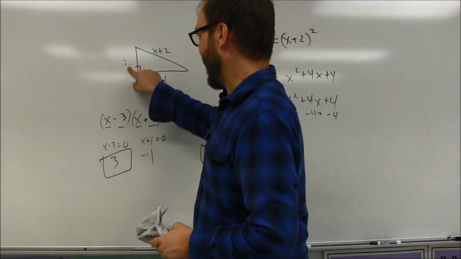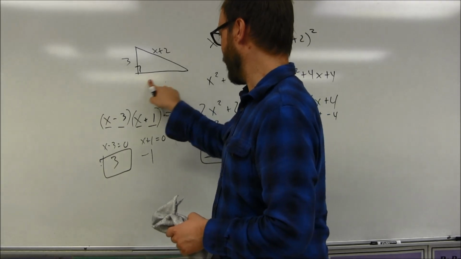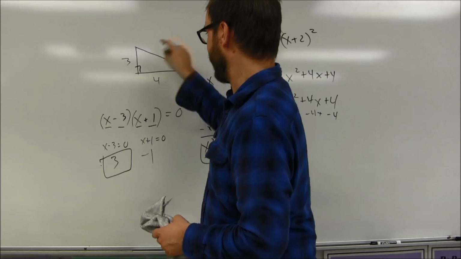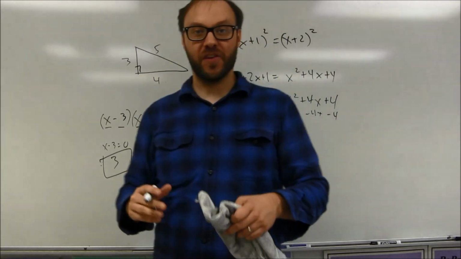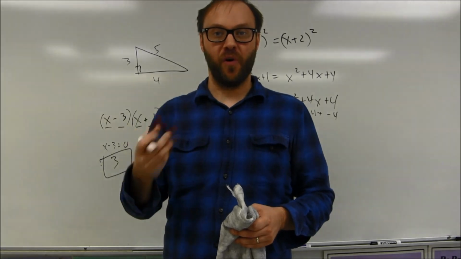If we fill it in here, x is going to be 3. x plus 1 is going to give us 4. And x plus 2 is going to give us 5. So the original right triangle that was described had side lengths of 3, 4, and 5.